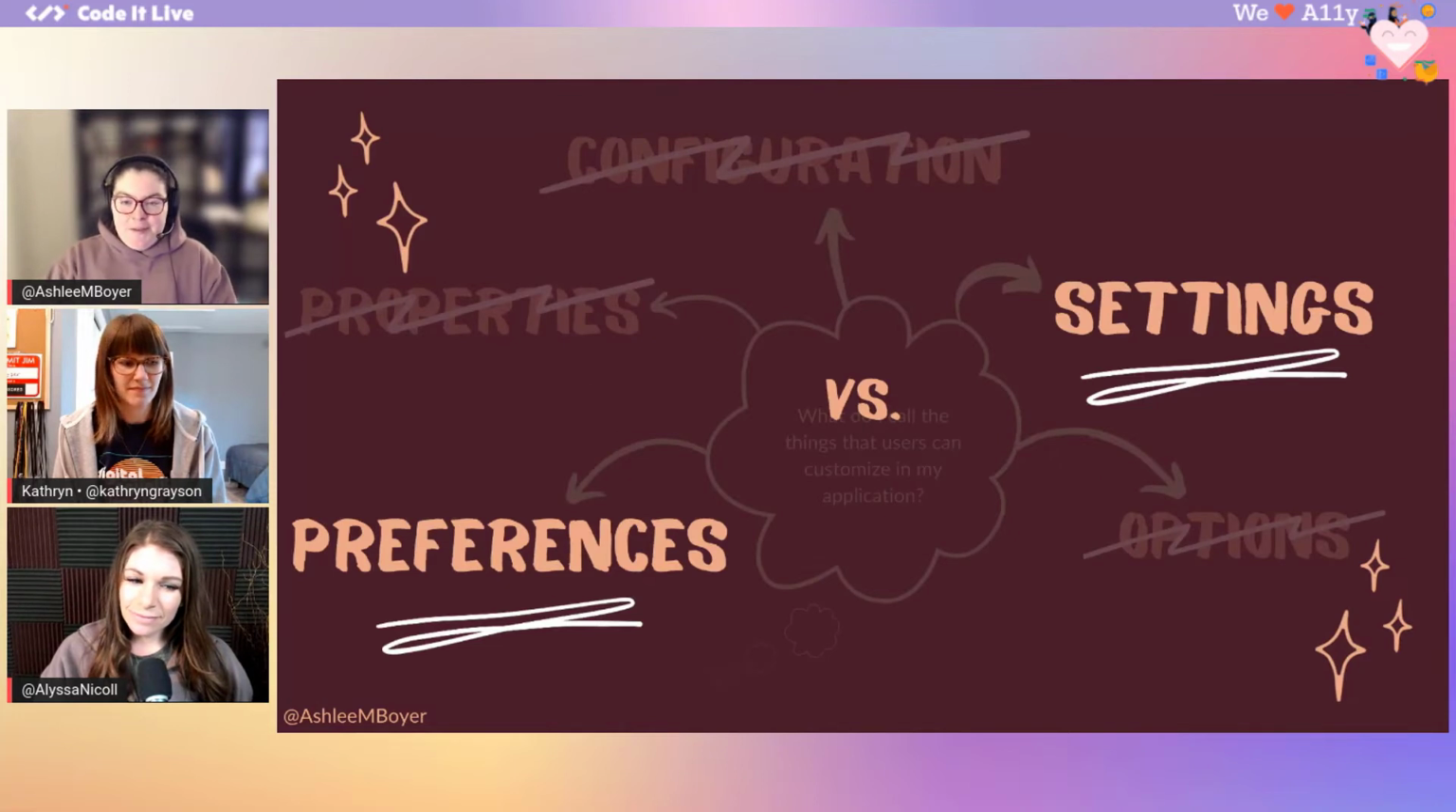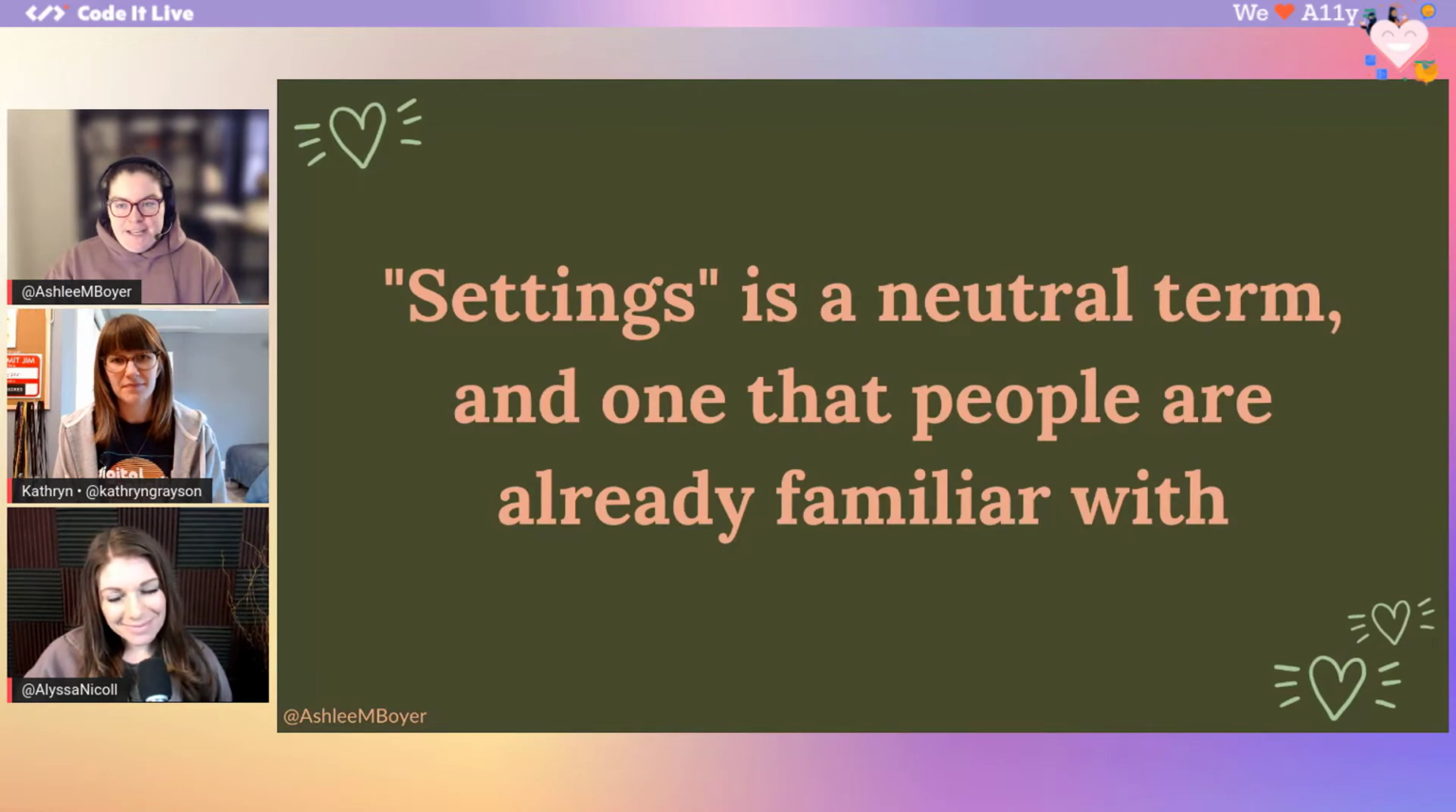So, back to the two choices that we have here. We've looked at preferences. So, now let's go ahead and take a look at the word settings. Settings is a neutral term and one that people are already very familiar with. I would guess that for many people, settings is the word they look for first when they're setting up a new phone, computer, or online account. I know it's personally the first word that I look for.